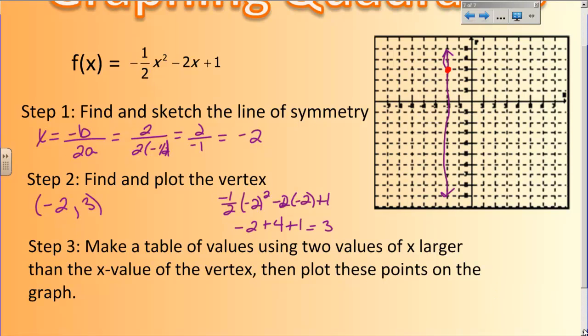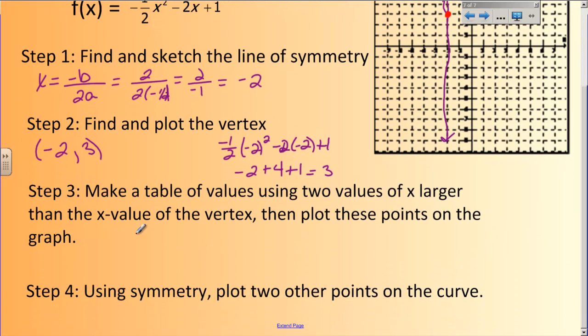Now I have to make a table of values using two values of x that are larger than the x value of the vertex and then plot them on the graph. I would recommend not going too much larger than the x value of the vertex. In this case, the x value of my vertex is negative 2. So two numbers that are larger than that, let's go 0 and 1. They're both bigger than negative 2, and they're both going to be really easy to work with. Then if I want to find the y coordinates for these, I do the same thing I did here and plug these x values into my equation.